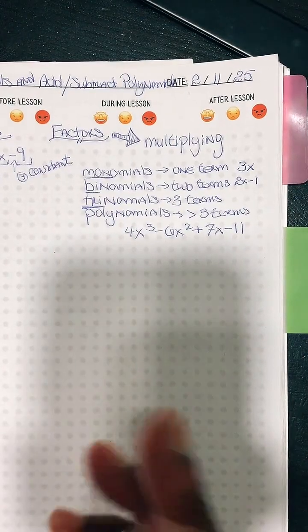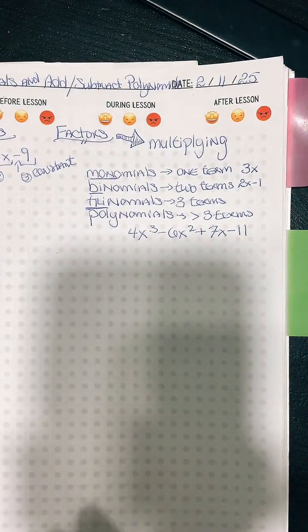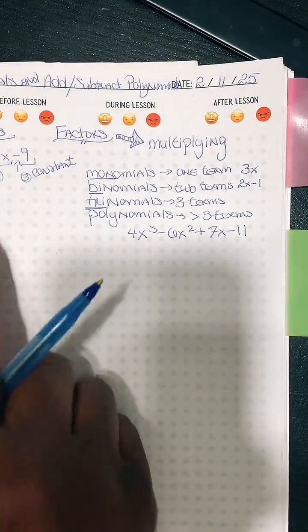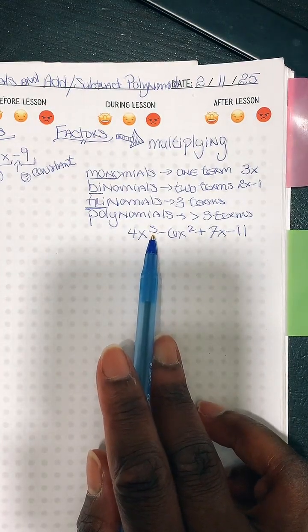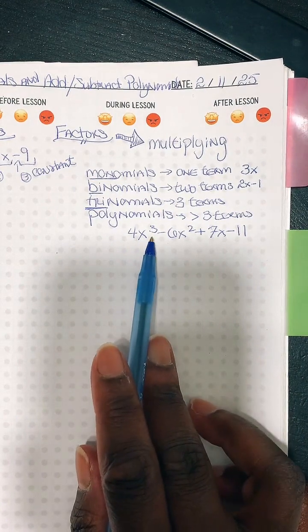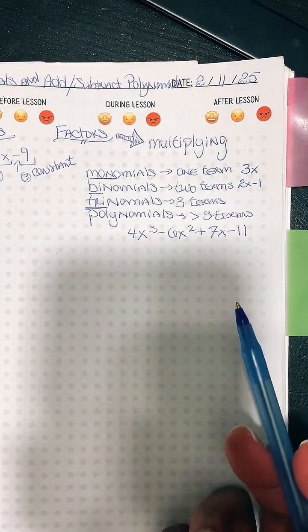So with this in mind, we like to have our polynomials, if you haven't noticed, I always have something at a high degree. So a degree is an exponent.